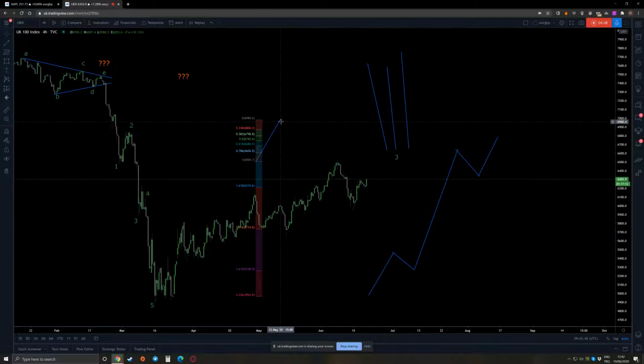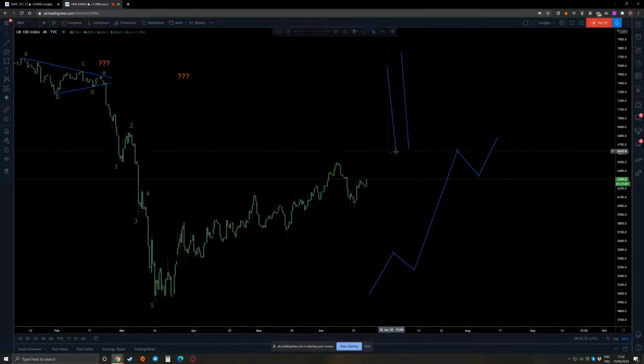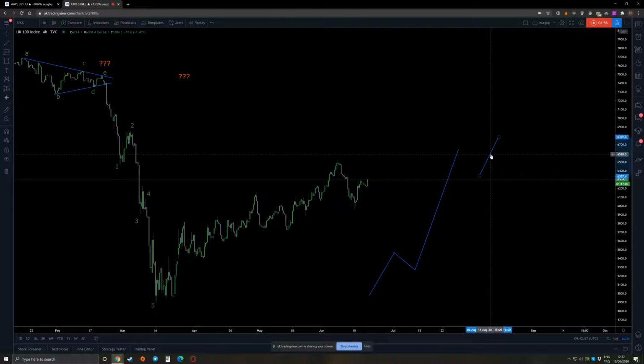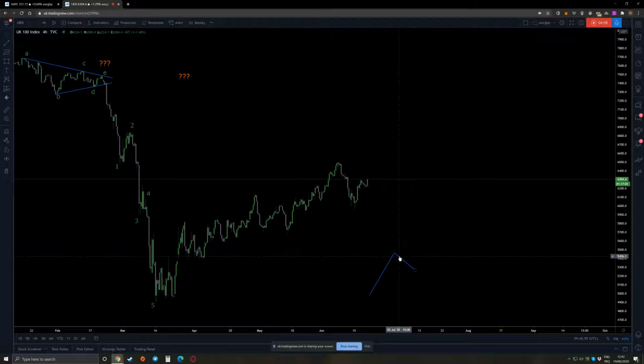Now, if we want to go back and look at our example in this UK100 index, the place that we were talking about doesn't have an extension.